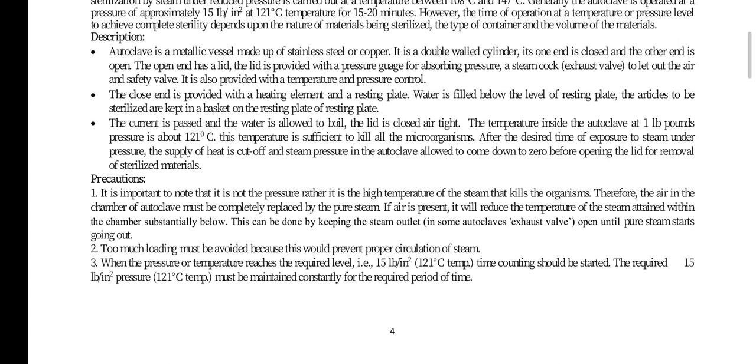The autoclave is a metallic vessel made up of stainless steel or copper. It is a double-walled cylinder. Its one end is closed and the other end is open. The open end has a lid. The lid is provided with a pressure gauge for observing pressure, a steam cock to let out the air, and a safety valve. It is also provided with a temperature and pressure control.